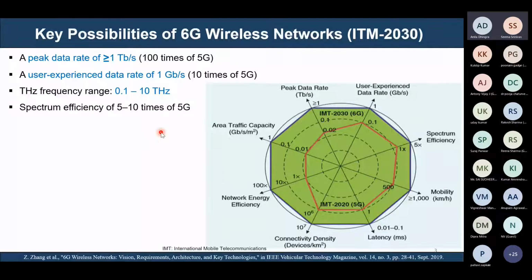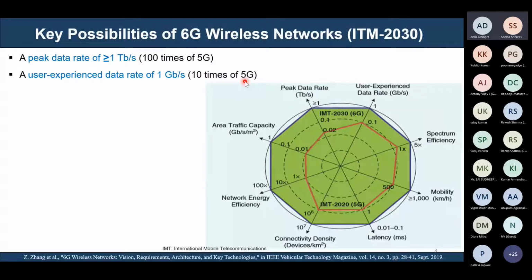Okay, so quickly I'll recap. The peak data rate targeted is greater than 1 Tbps in 6G, which is 100 times higher than 5G. The user experienced data rate is 1 Gbps, 10 times greater than 5G. And the terahertz frequency range which we are going to target is around 0.1 to 10 terahertz.